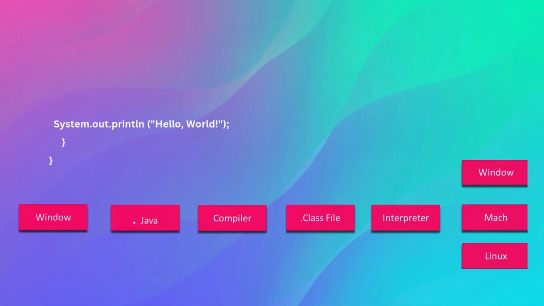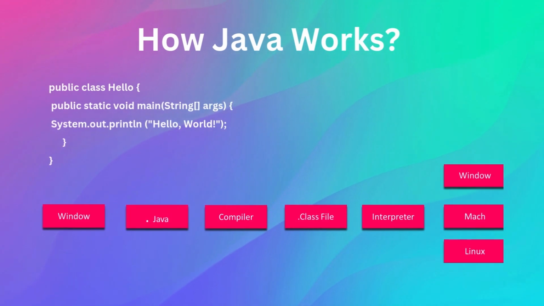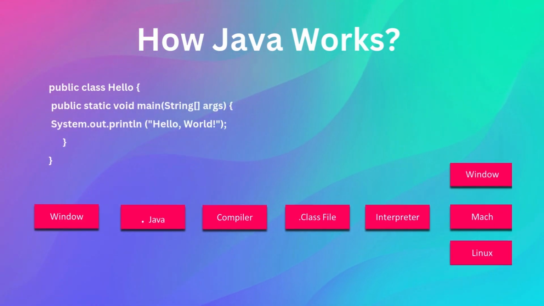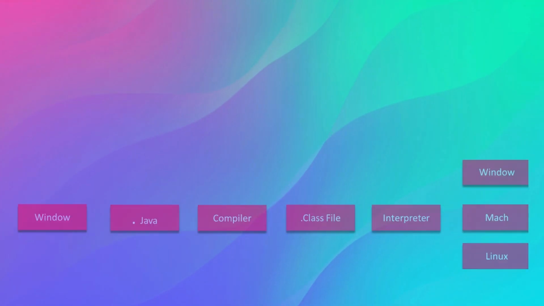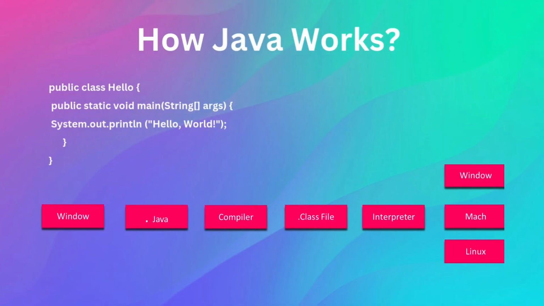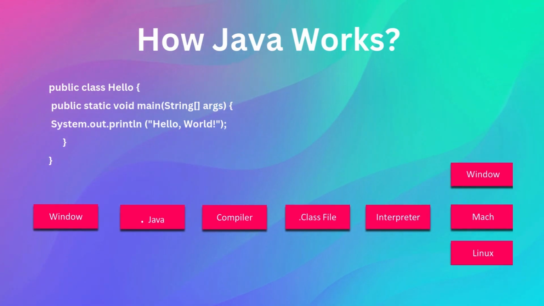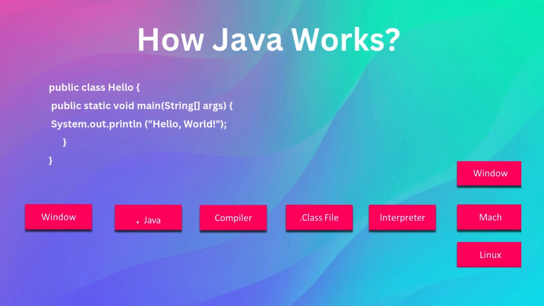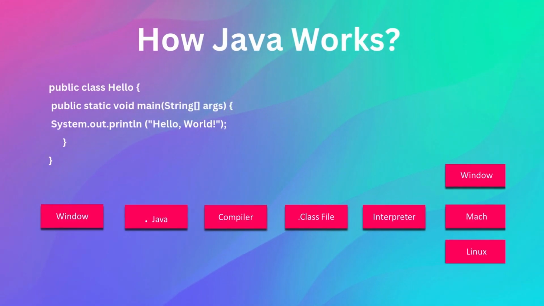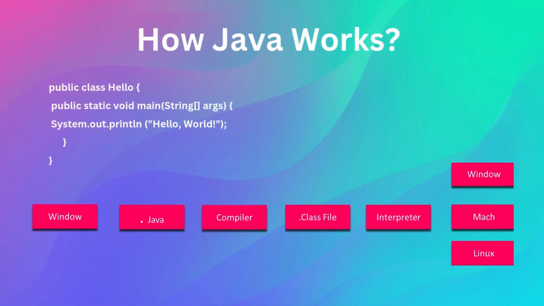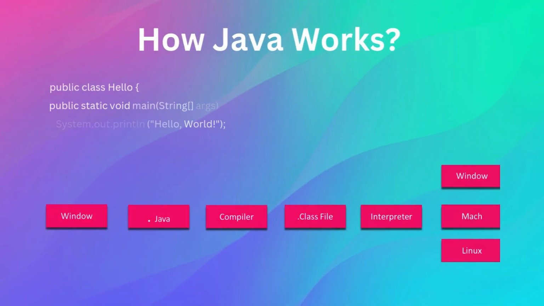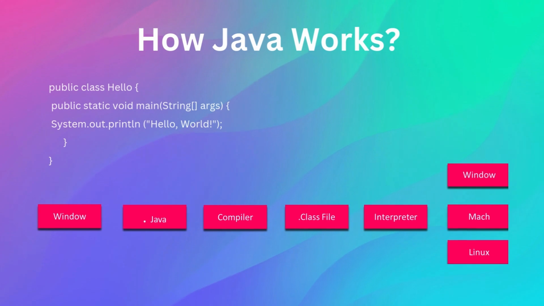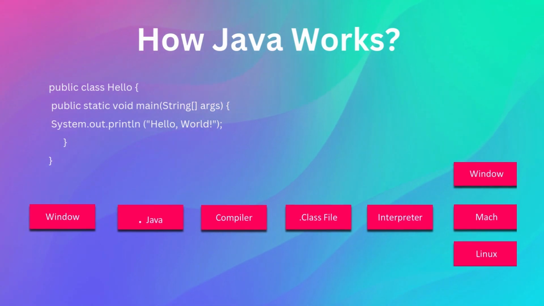Write Java code. Save as a .java file. Compile code. The Java compiler converts it into bytecode, called a .class file. Run on JVM, the Java Virtual Machine. The JVM executes the bytecode on any operating system. This is why Java is different from languages like C and C++, which depend on a specific operating system.